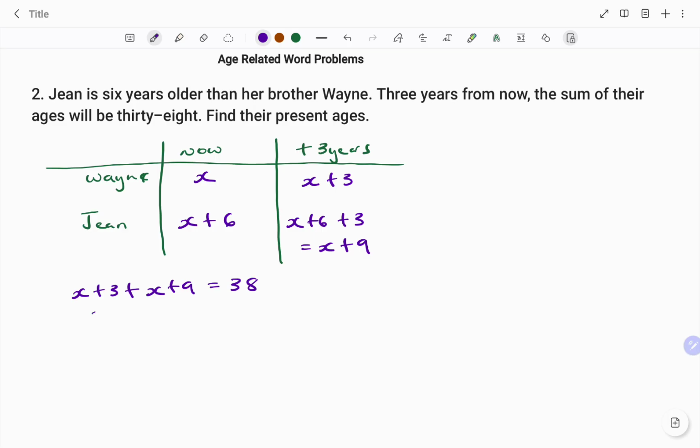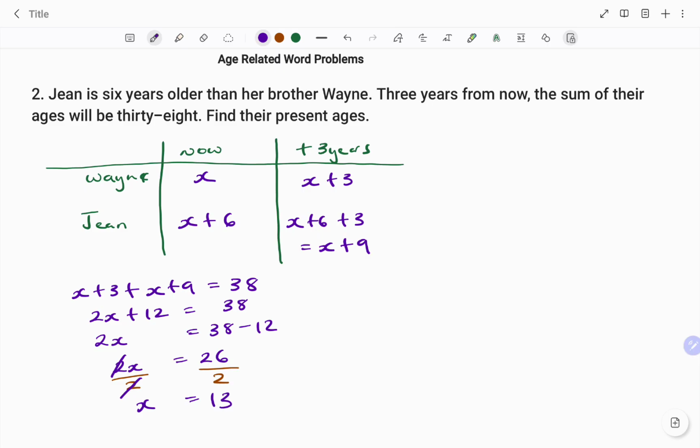Collecting like terms, I have 2x plus 12 equals 38. I'm going to move my 12 to the right-hand side using the balance method, so that's 2x equals 38 minus 12. I have 2x equals 38 minus 12 will give me 26. And then to find x, divide both sides by 2. And then I have 2 into 1, x equals 13.